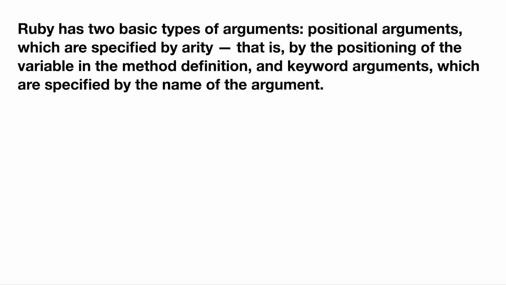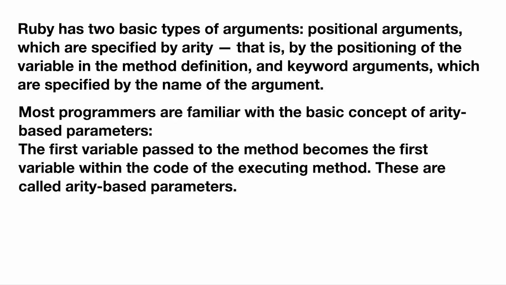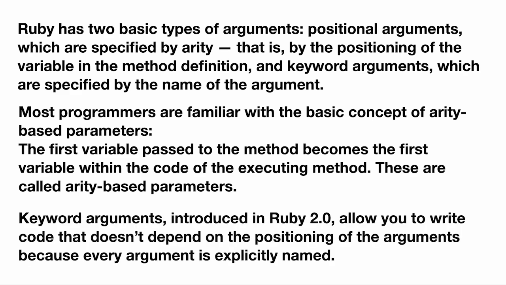Ruby has 2 basic types of arguments. Positional arguments, which are specified by arity, that is, by the positioning of the variable in the method definition, and keyword arguments, which are specified by the name of the argument. Most programmers are familiar with the basic concept of arity-based parameters. The first variable passed to the method becomes the first variable within the code of the executing method. These are called arity-based parameters. Keyword arguments, introduced in Ruby 2.0, allow you to write code that doesn't depend on the positioning of the arguments, because every argument is explicitly named.